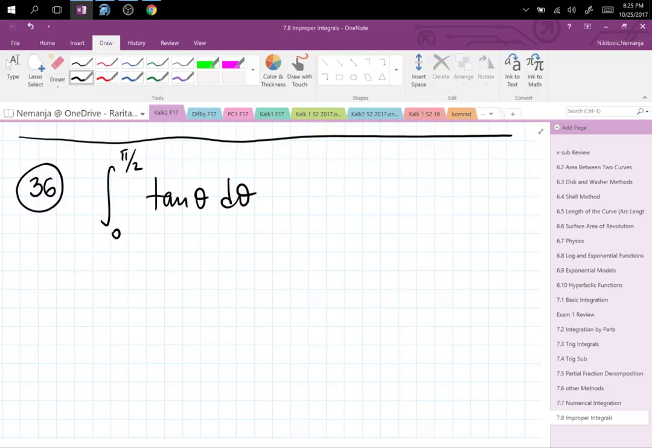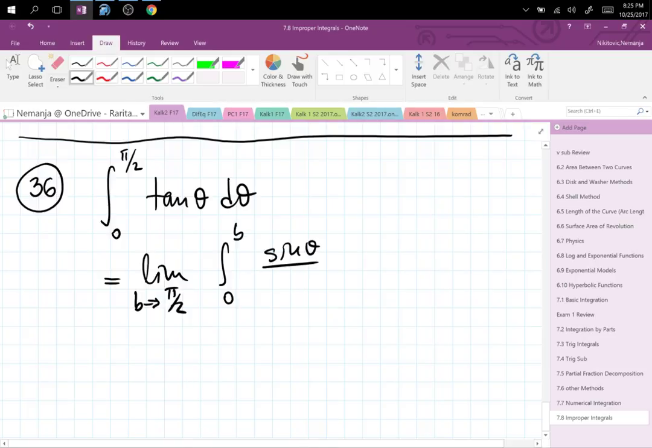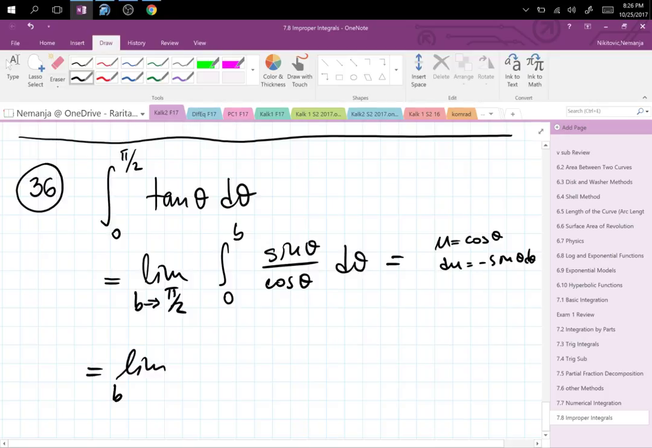How do we integrate this? U sub, yes. Sine over cosine, U sub, and we're done. So, limit as b goes to pi over 2, that's the problem point. Integral from 0 to b, sine theta over cosine theta, d theta. And then we do u equals cosine theta, du equals negative sine theta d theta.